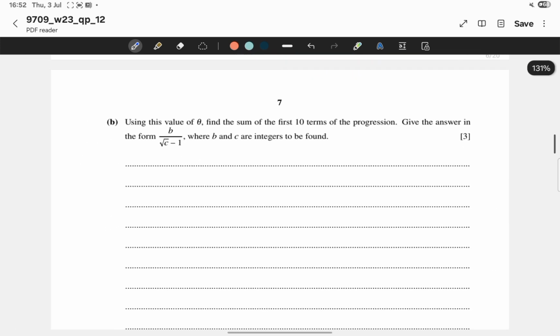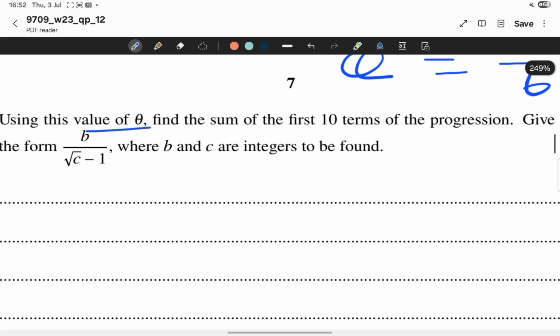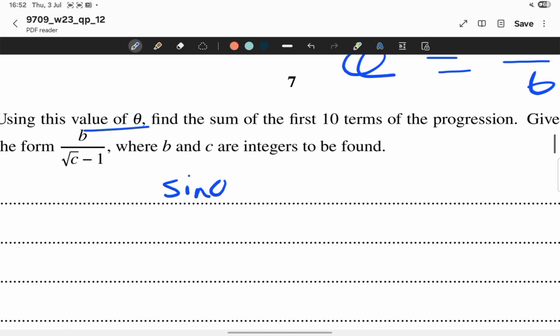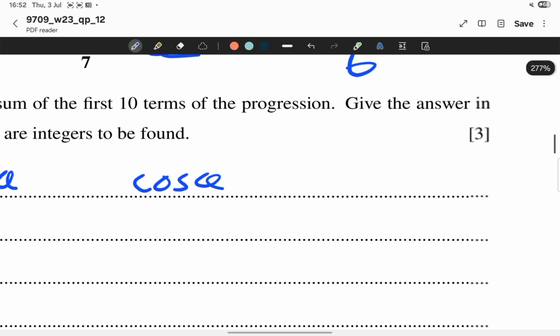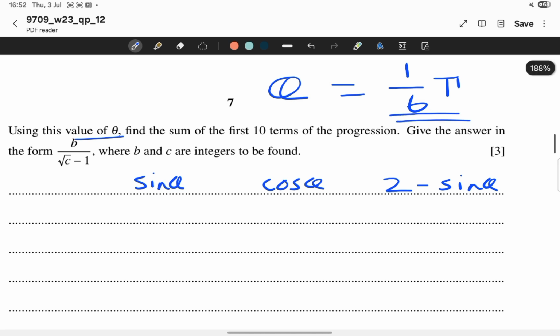It says, using this value of theta, find the sum of the first 10 terms of the progression. Give the answer in the form b over root c minus 1, where b and c are integers to be found. So we're going to be using this value, the one we just got. Theta is equal to 1 over 6 pi. Right? So punching that value in, we're going to see that it is sine theta, cos theta, then 2 minus sine theta. So we're going to be substituting theta for this value.